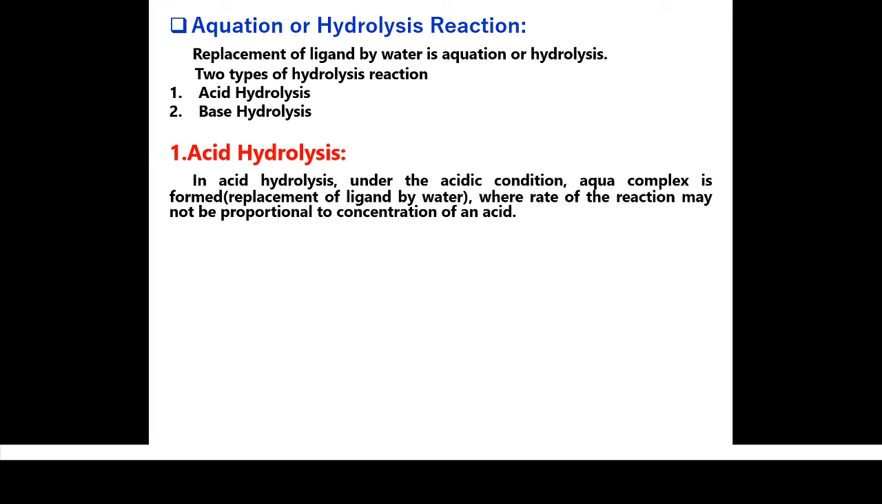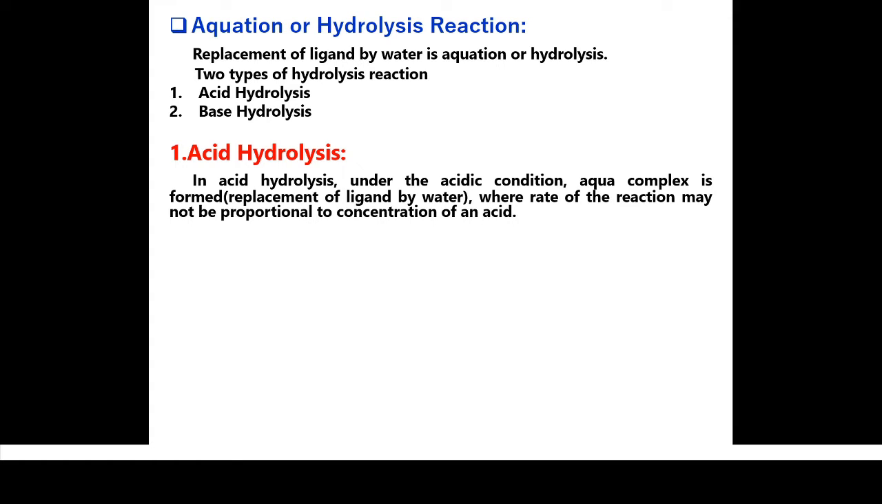As I have just told you, in acid hydrolysis, under the acidic condition, aqua complex is formed, that is the replacement of ligand by water, where the rate of reaction may not be proportional to the concentration of an acid. Okay, so what happened here in acid hydrolysis: under the acidic condition, aqua complex is formed, that is replacement of ligand by water. Obviously, if you add water in your complex, you will get aqua complex, where the rate of reaction may not be proportional to the concentration of an acid.